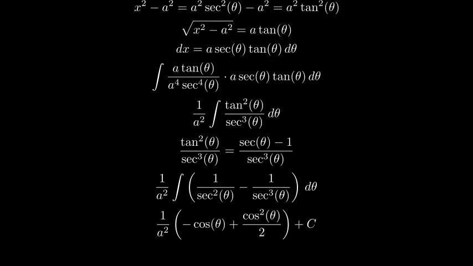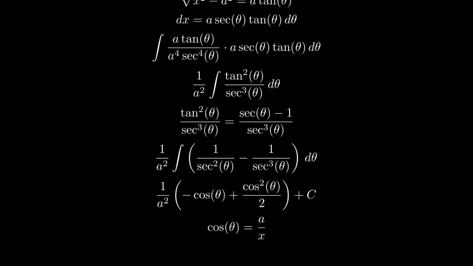Finally, we need to substitute back to x. Remember that cosine theta equals a over x when x equals a secant theta. Therefore, our final answer is negative 1 over a squared times a over x plus 1 over 2 a squared times a squared over x squared plus c, which simplifies to negative 1 over x plus 1 over 2x squared plus c.